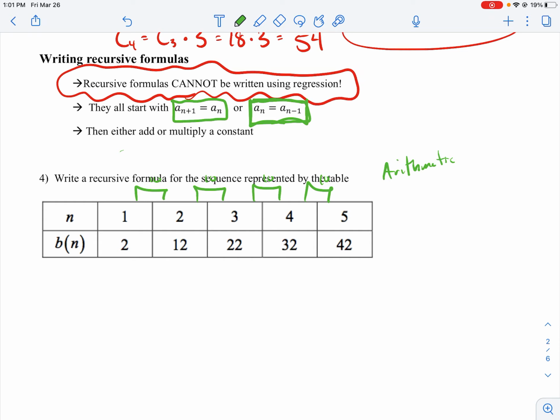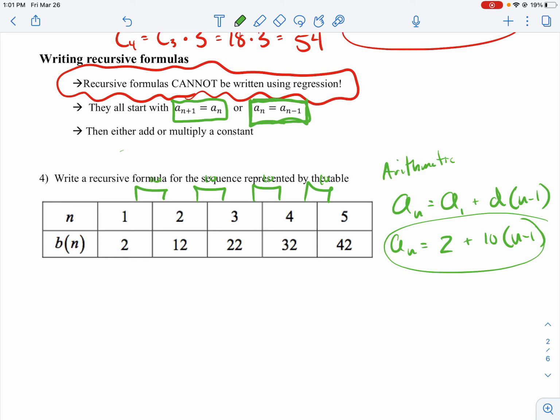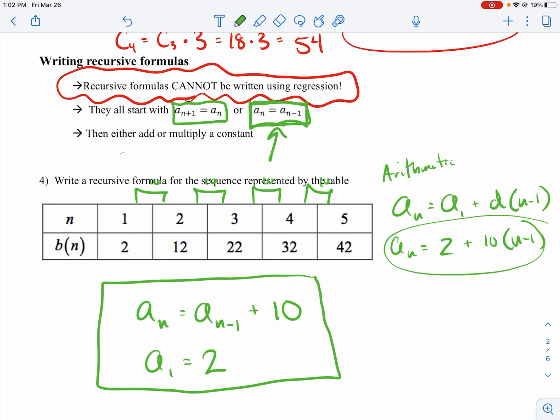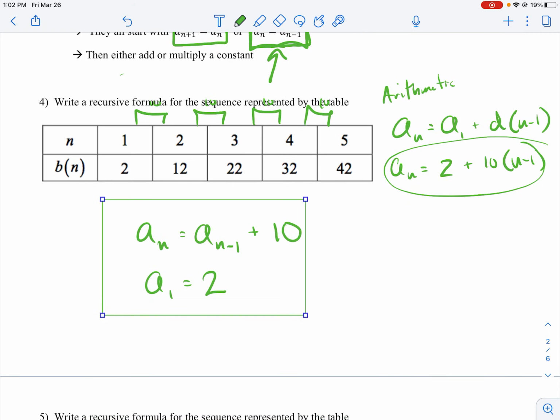If we wanted to write the explicit formula for this, it would be a sub n is equal to our first term plus d times n minus 1. So in this case, a sub n is equal to 2 plus 10 times n minus 1. That's the explicit version. They want the recursive version. So I'm going to pick this one here. A sub n is equal to a sub n minus 1 plus 10, because we're adding 10 each time, and then we also need to include our first term. And so that is the recursive formula for that sequence.